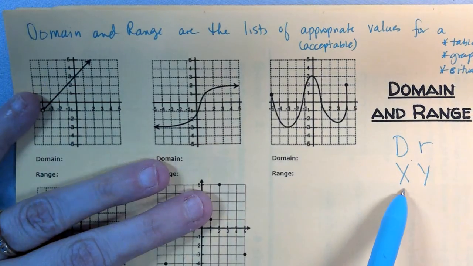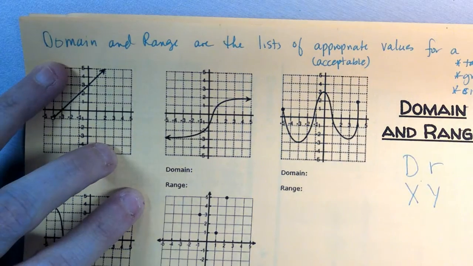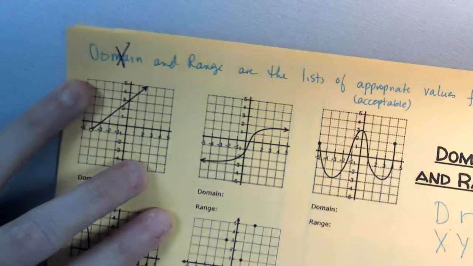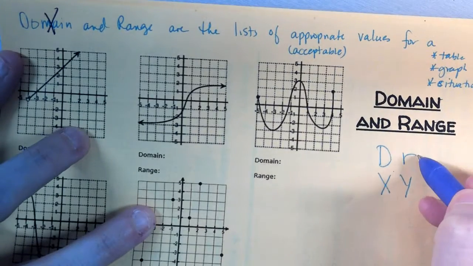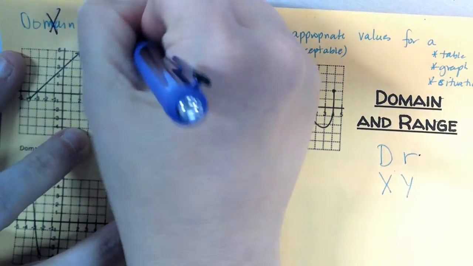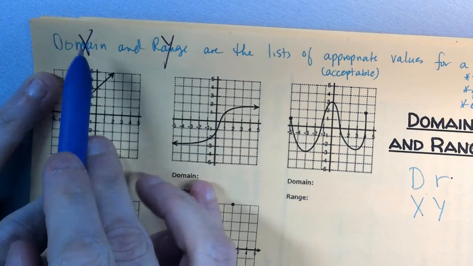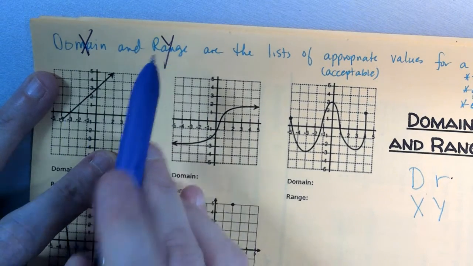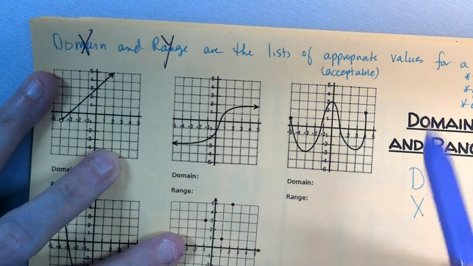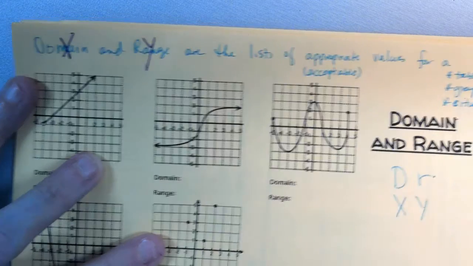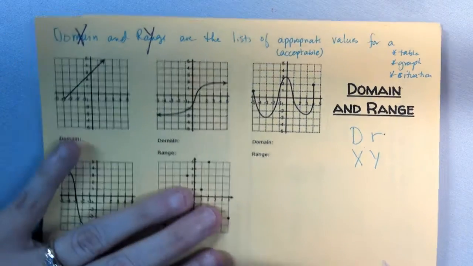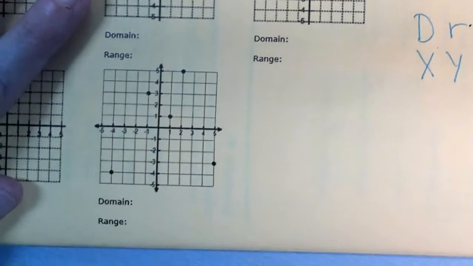Domain. And what is domain? X values. R is range, and it's Y values. Every time I see the word domain, I put an X over it. Every time I see the word range, I put a Y over it. Whenever I make a table, I label it XY, and then I put Dr. on top of that. Okay? So let me show you how to do this.